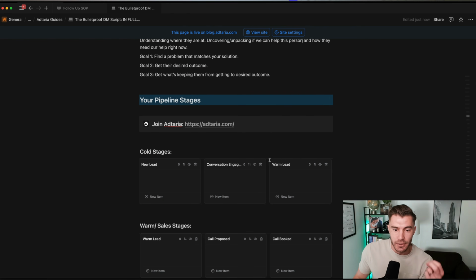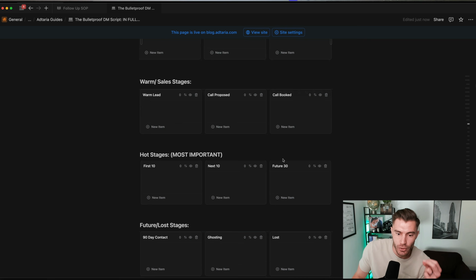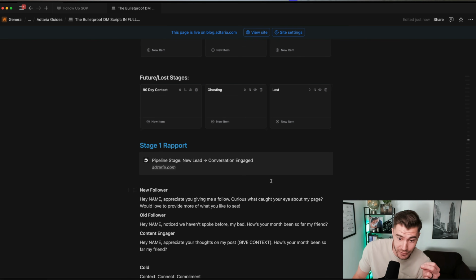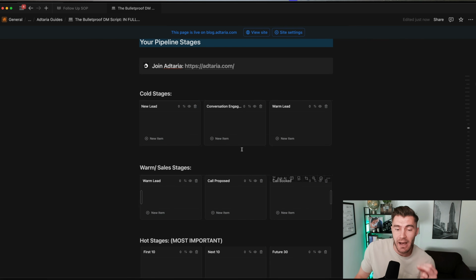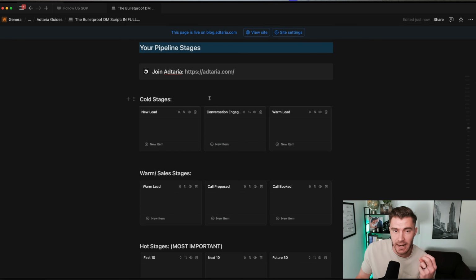So the DM script relies heavily on you having your pipeline stages. We're going to get into the scripting here in a second. Having your pipeline stages set out means you know where they're at in the process. I can't stress this enough: your pipeline is so important to establish and to keep track of people.